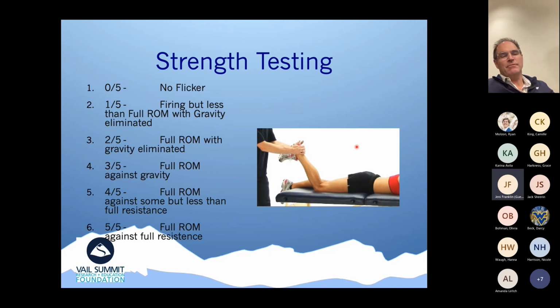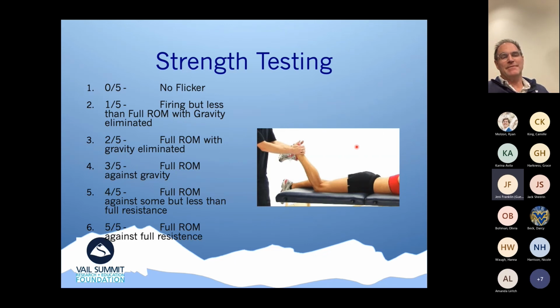If you can't do full range of motion, it's just partial range of motion against gravity. But as soon as you eliminate gravity, put their elbow on the tabletop, and they have full range of motion, that's going to be 2 out of 5. And then if you've eliminated gravity and they still can't do a full range of motion, so remember, it's not just seeing it move, it's a full active range of motion with gravity eliminated.